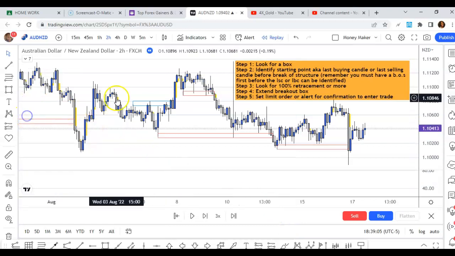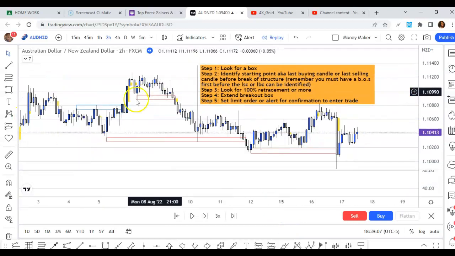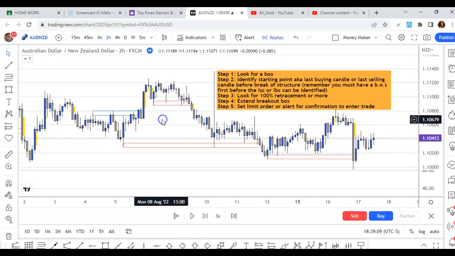Now, this strategy is a trend reversal strategy. You can use it on all time frames, any currency pair, indices, crypto, whatever you choose to trade. Where you pick your entry for the boxes does matter. As you backtest and become familiar with the strategy, you'll learn that some boxes are better than others.